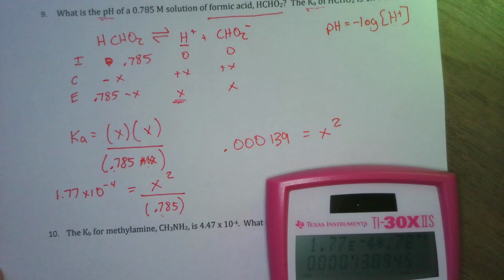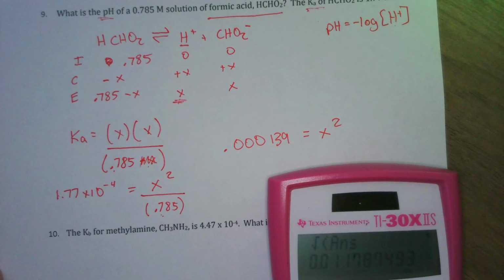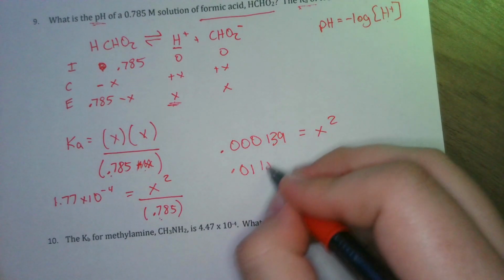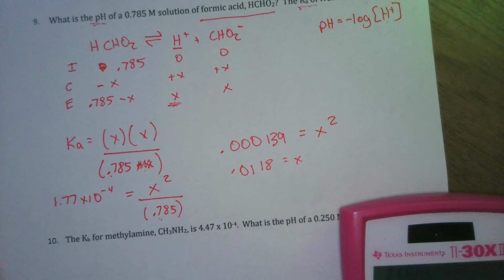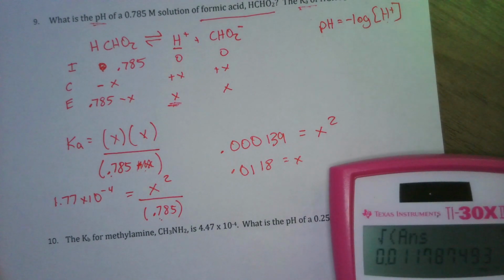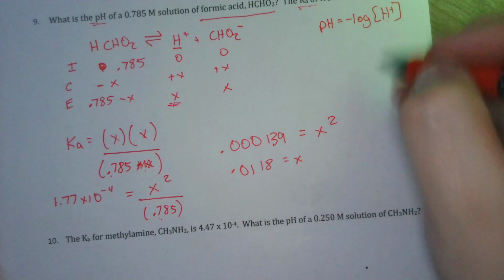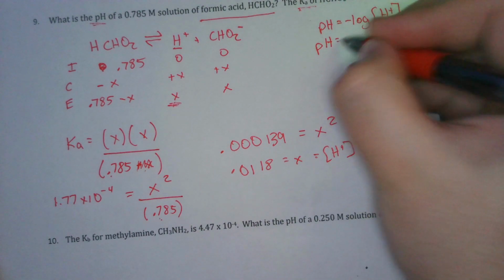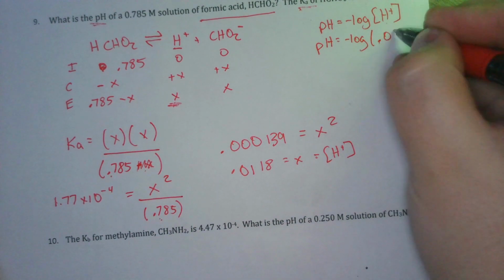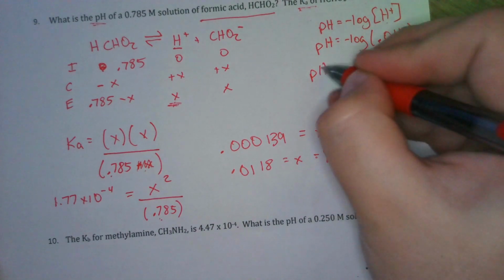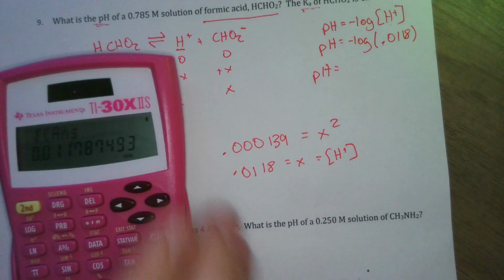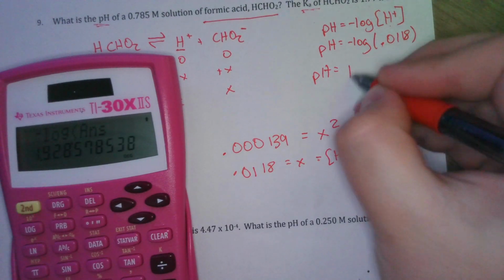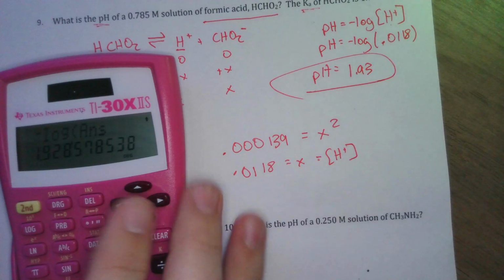Okay, take the square root of it. Square root of that answer is 0.118 equals x. That's going to be plugged in for H plus because x is just H plus. That's where I plug into the pH formula. pH equals the negative log of that answer, 0.93. Final answer.